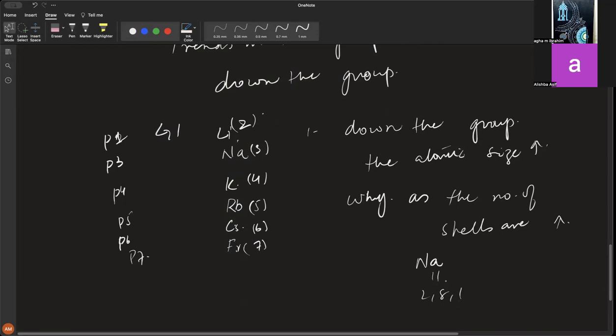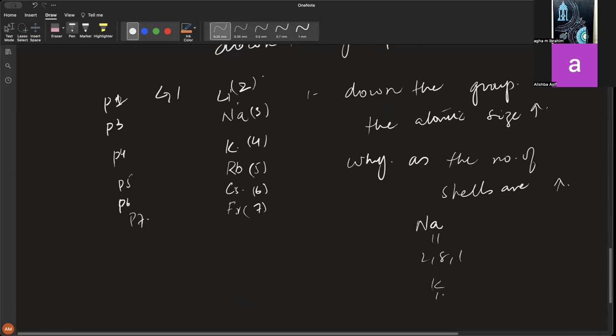How many shells does a sodium atom have? 3 shells. If you look at potassium, potassium is 19. This is going to be 2 8 8 1. So how many shells does a potassium atom have? 4 shells.